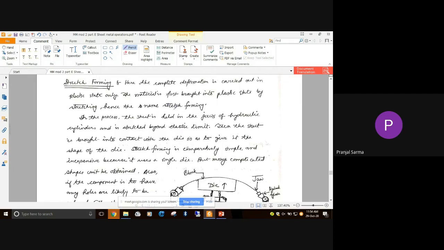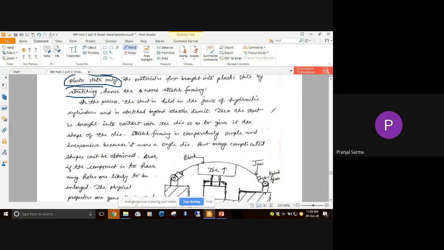The main important thing that you must remember is that in the case of stretch forming, the complete deformation is generally carried out in the plastic stage. That is very important. The entire operation is going on in the plastic stage itself. As we are doing the entire process in the plastic stage, the material has to be first brought into the plastic state by stretching. We are talking about sheet material right now, and as the initial stage itself is stretching, the name is stretch forming.